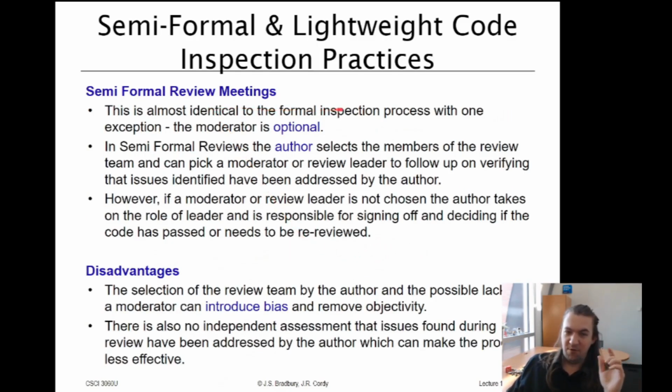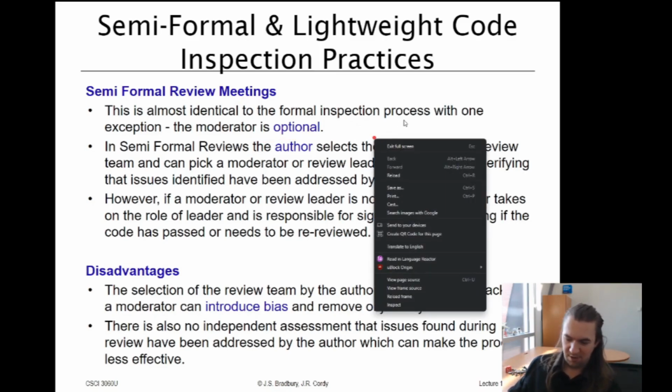So semi-formal review meetings are kind of like the inspection one. The only difference is that you don't necessarily need a moderator. With a formal process, you have to have a moderator. The moderator needs to be as impartial a person as possible. And so this whole process, again, becomes more formal because the moderator needs to be there, make sure everything's happening, and so on. With a semi-formal review, you, again, keep it less formal.